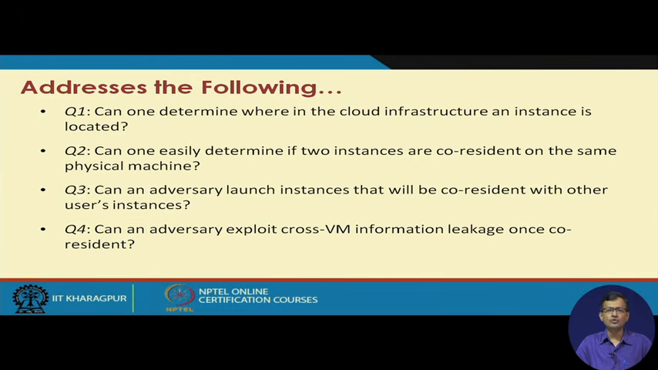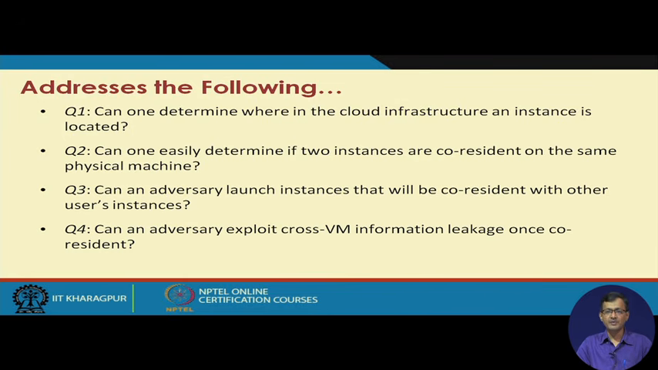So, in order to do that, what they proposed, or what they did, is basically to answer a few questions. One is: can one determine where the cloud infrastructure and instance is located? Is it possible to determine where a particular instance is located? Very difficult, not only difficult, apparently impossible.